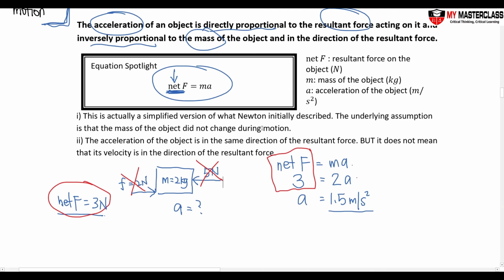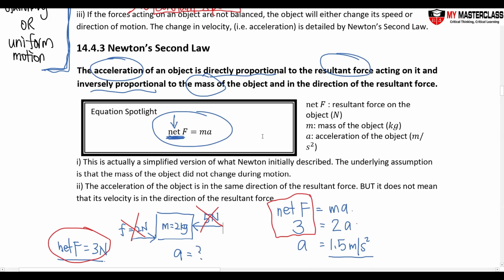So that is Newton's second law. A lot of the questions on Newton's second law will be asking you to find the net force, use the net force to find acceleration or to find the mass. Or I can give you the acceleration, then I ask you to find one of the forces.